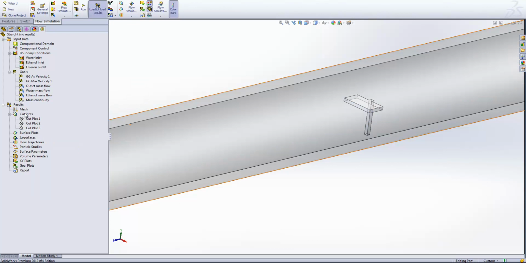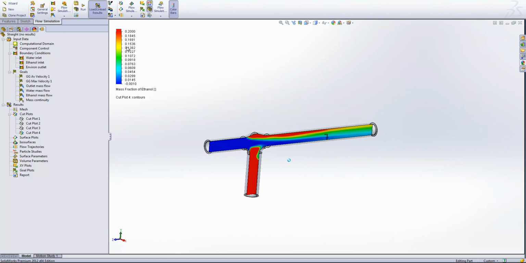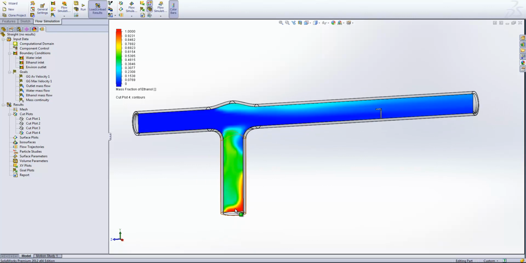So let's now start having a look at what is probably our most important plot values, and that's the ethanol. So here what we're going to do is have a look at how well the ethanol and the water have mixed by plotting the mass fraction of the ethanol. So if we start off with this value at 1, so here we've got 0 at the bottom. You'll see how easy it is to change the values on these plots. So now we can see that exactly at the inlet of the ethanol, we've got a mass fraction of 1, which is what we would expect.